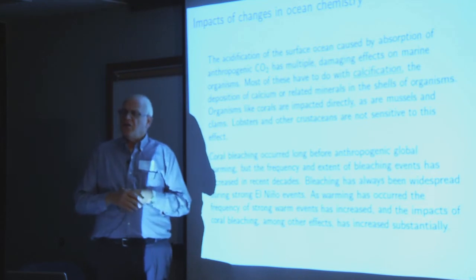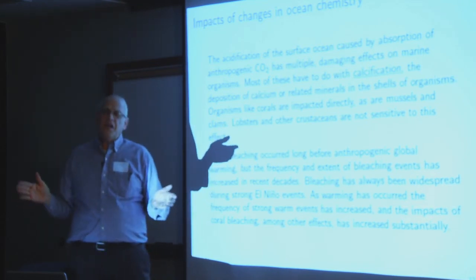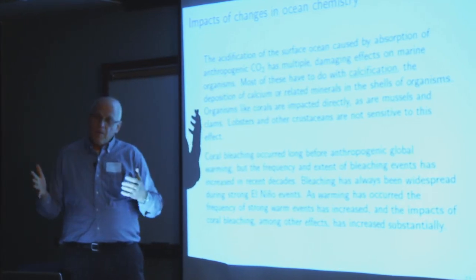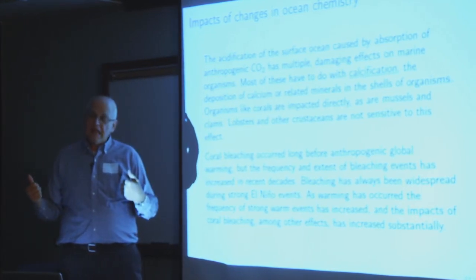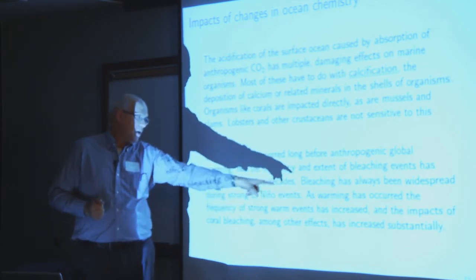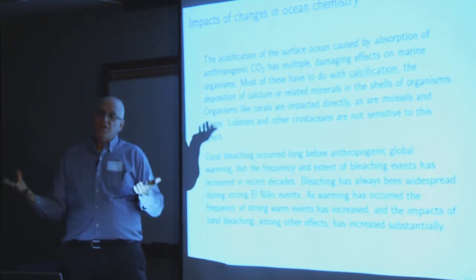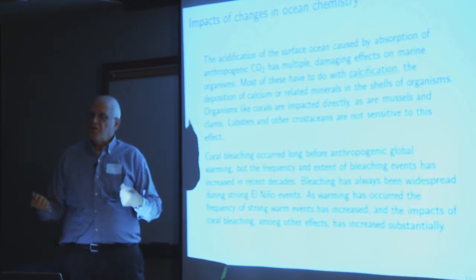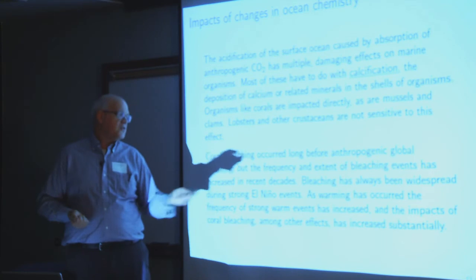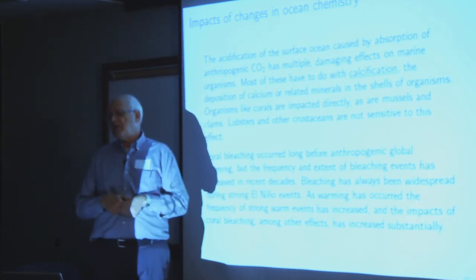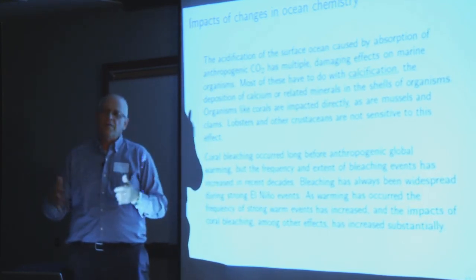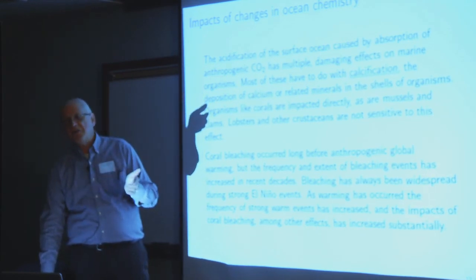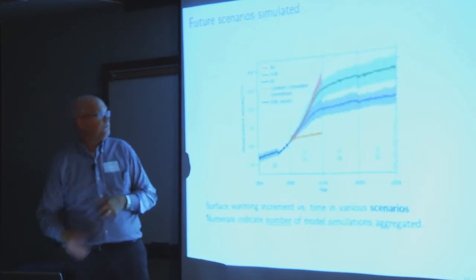Coral bleaching occurred naturally long before anthropogenic global warming took place, but bleaching has increased in its frequency and intensity, and that's a concern. Bleaching has always been widespread during El Nino events, but again, with increased acidification of the ocean, the bleaching has become a bigger concern, and as the occurrence of El Nino events has shifted with global warming, there's evidence that the extent and duration of bleaching has increased as well.